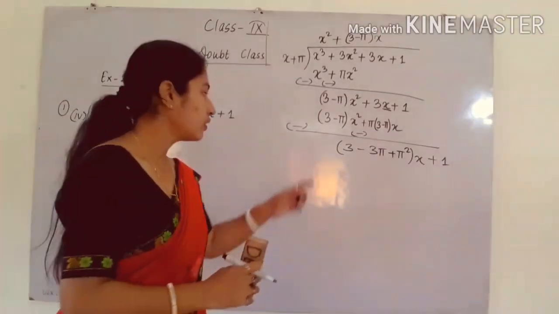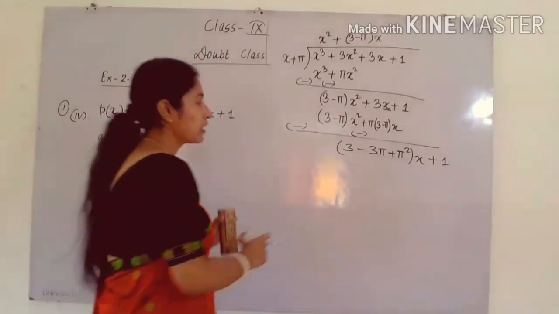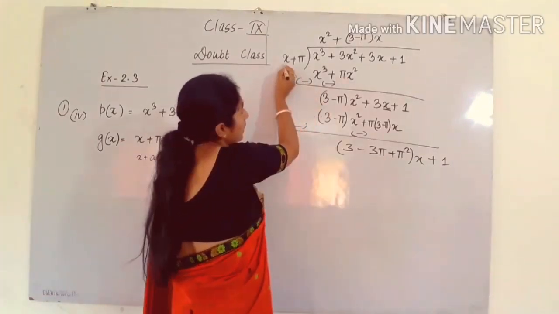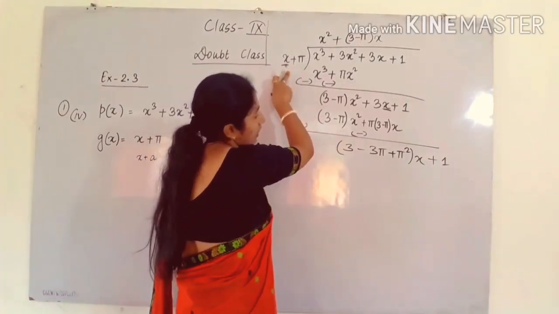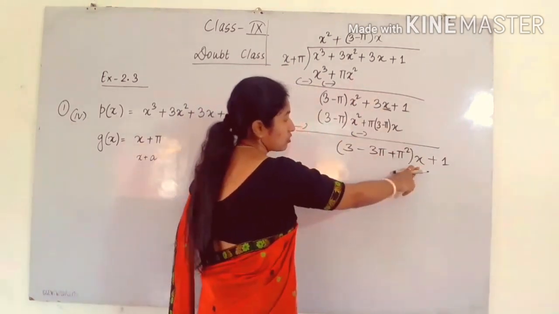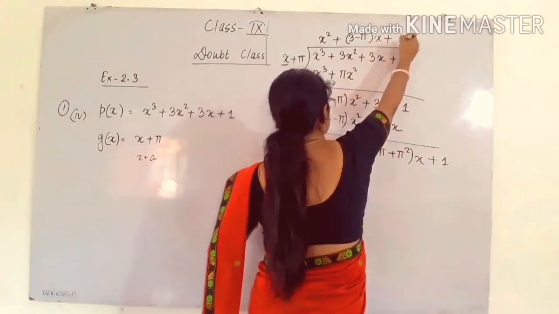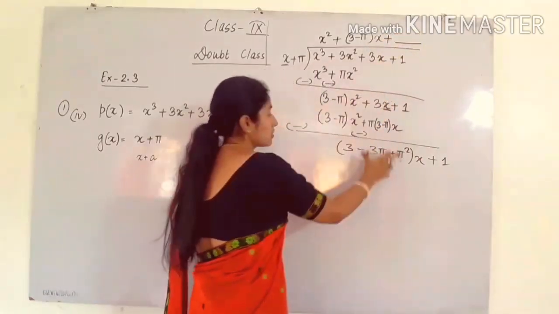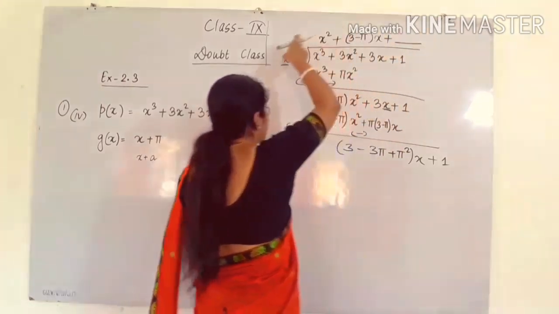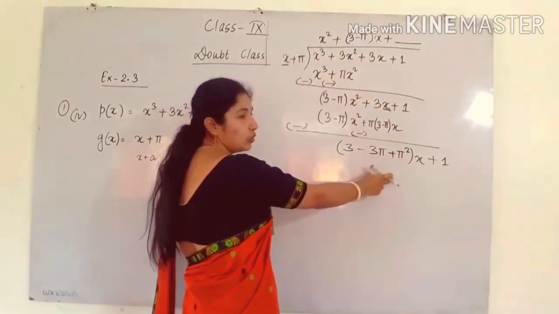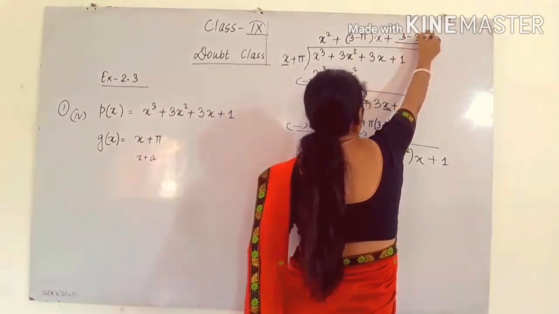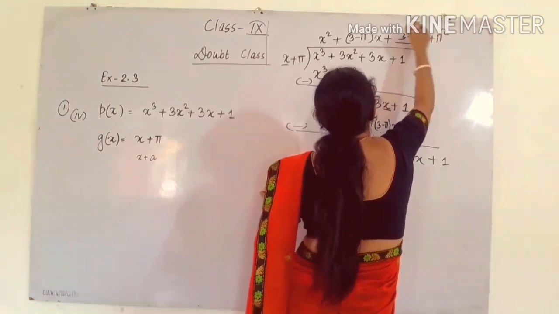So now this is our new dividend. The first term is this, so I want this now. So what do I have to multiply with x? See, x is already present here, and x is also here. So there is no need to multiply with another x. You have to write only this term. If we write this term, that means this term multiplied with x will give this new term. So I have to write 3 minus 3 pi plus pi square.